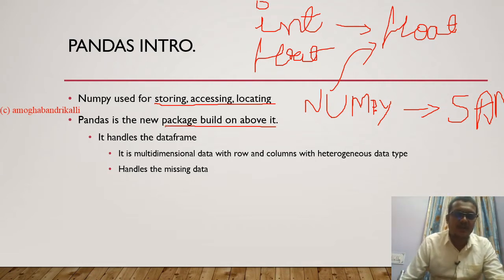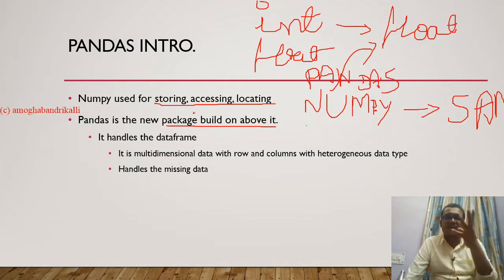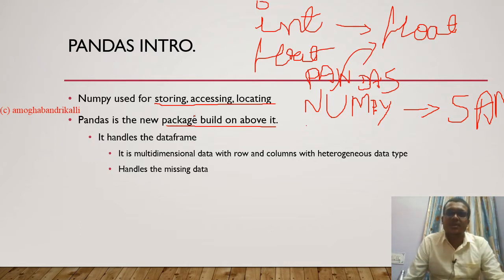Pandas is a new package which is built above NumPy. So after NumPy you have pandas. It is a newer version, so it is going to have more options compared to NumPy. The main thing is you can use heterogeneous data, that is different data types. You can use characters, numbers, integers, floating point in the same array. Here also you can create an array, here also you can access, everything is possible, but it has some added advantages. It is built on top of NumPy.